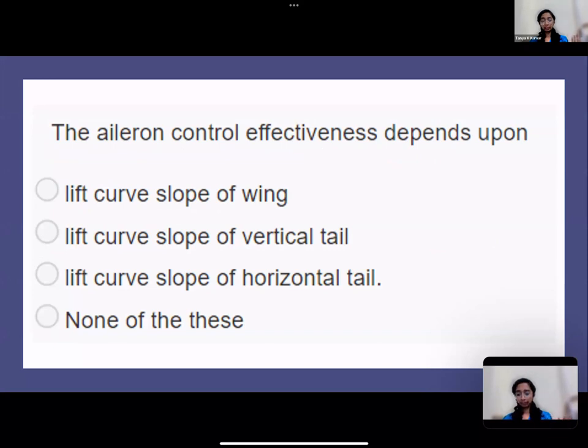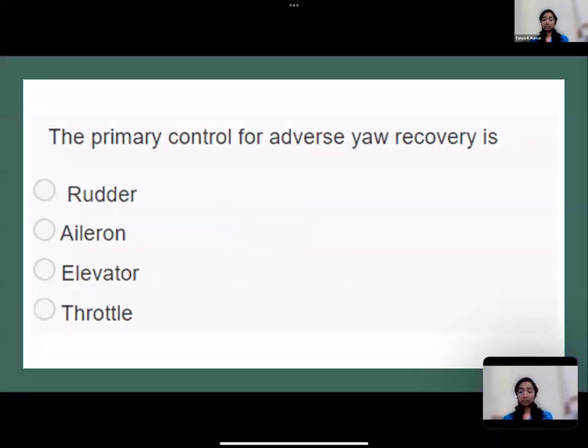Okay. The aileron control effectiveness depends upon lift curve slope of wing, lift curve slope of vertical tail, lift curve slope of horizontal tail, or none of these. The lift curve slope does come into play in control effectiveness, correct? So of what? Wing, vertical tail or horizontal tail? Wing, yes. The ailerons are on the wings. So the lift curve slope of the wing is what is going to affect the aileron's effectiveness. Perfect.